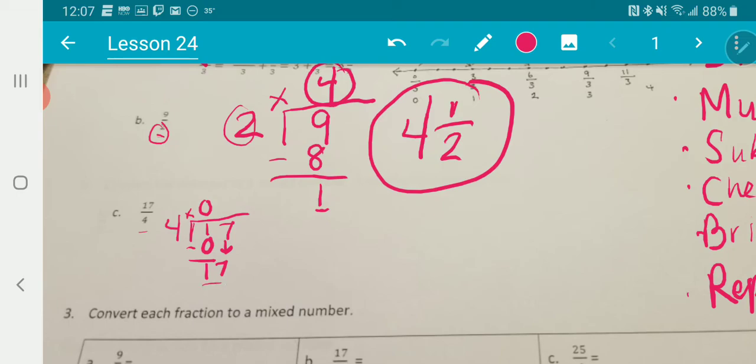4 goes into 17 4 times. 4 times 4 is 16. Let's subtract. We get 1. Check our work. There's nothing else to bring down.